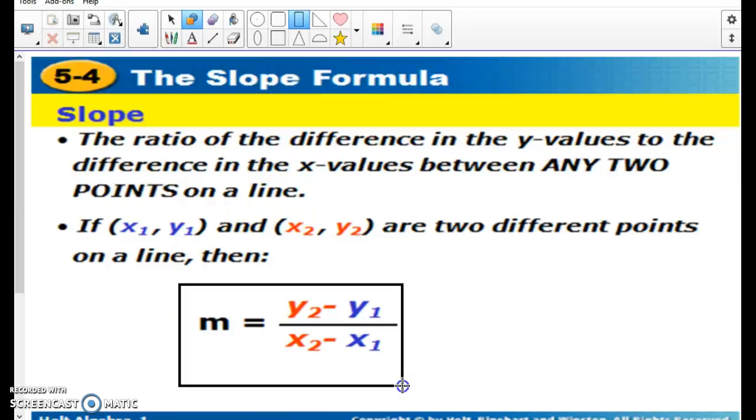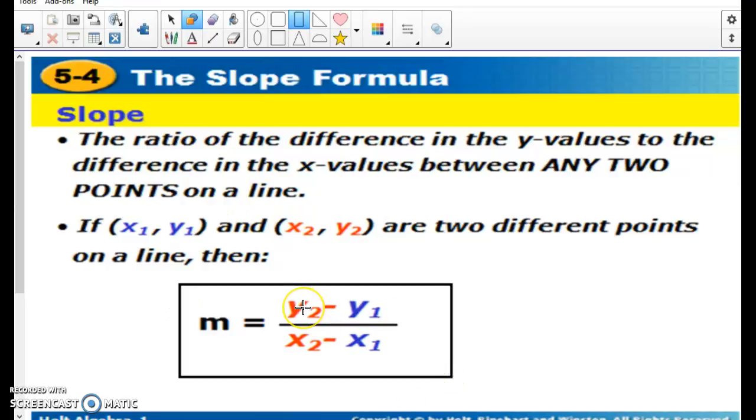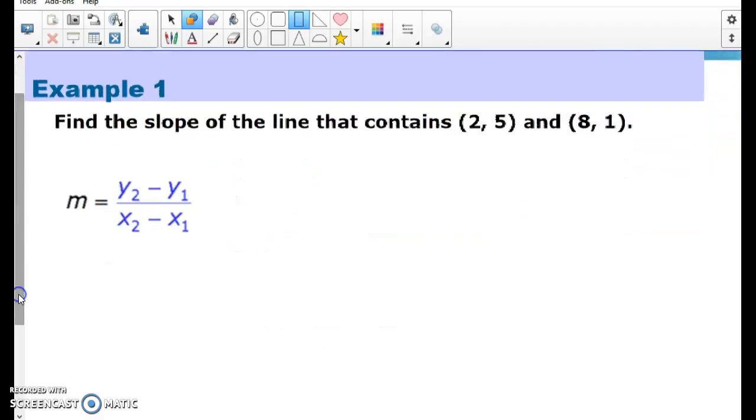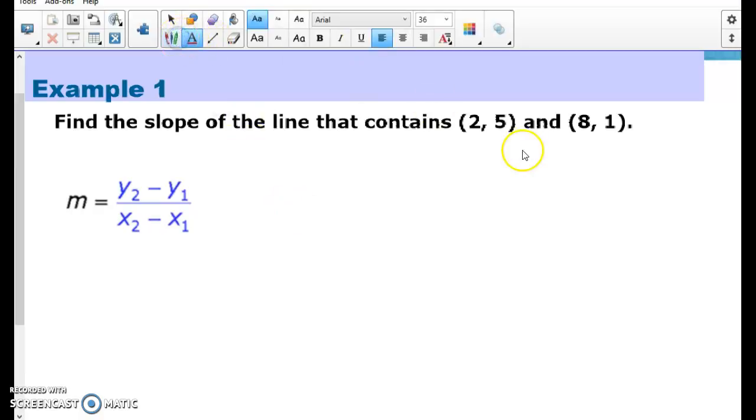So it looks a little more confusing than it really is. It's really subtracting my y's. So y2 minus y1 over x2 minus x1. And we're just going to leave it as a fraction. We're not going to solve it or do anything with that. We will simplify it if we can, but other than that, we're not going to do anything with it.